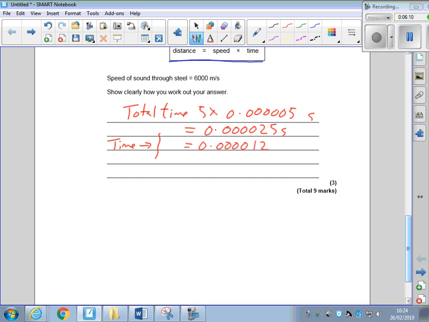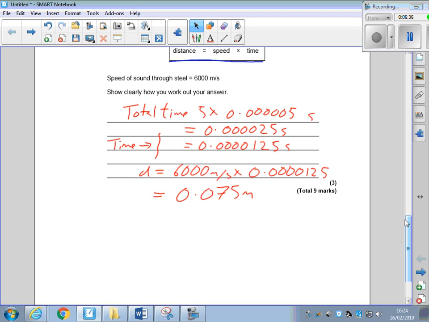Okay, and then once we've got that value, we can put this into distance is equal to the speed, which is 6,000 meters per second, times this tiny little amount of time. You calculate that and you get an answer of 0.075 meters. Is that a reasonable size for a crack in a bolt? Well, that's 7.5 centimeters. So yes, if it's a large metal bolt, that is not unreasonable.